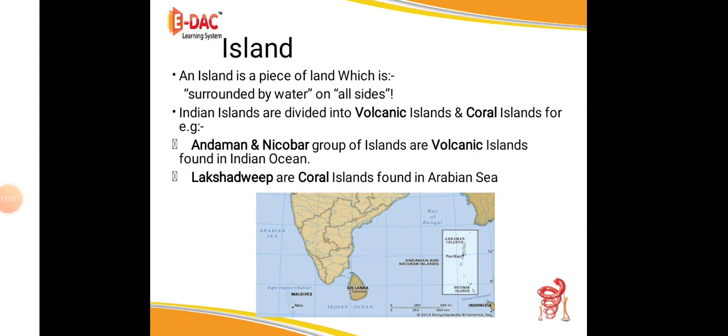Island. An island is a piece of land which is surrounded by water on all sides. Indian islands are divided into volcanic islands and coral islands. For example, Andaman and Nicobar groups of islands are volcanic islands found in the Indian Ocean. Lakshadweep are coral islands found in the Arabian Sea, as you can see in the map below.